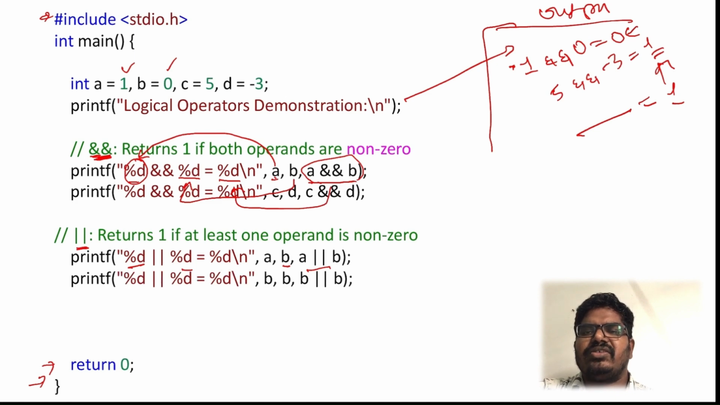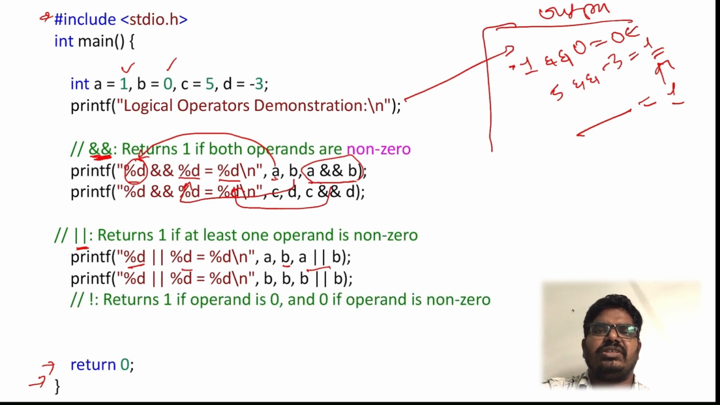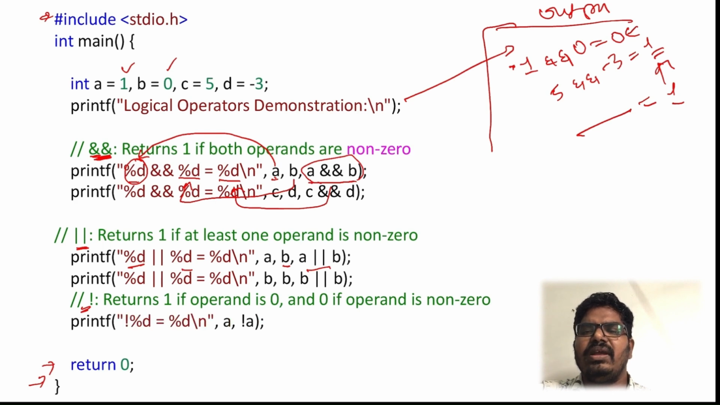Similarly, in another case I am taking both as B. In both cases B is 0. 0 or 0 means what? The result should be 0. So what about the NOT operation, the logical NOT operation? Whatever the bit, I am going to flip it. If it is 1, it becomes 0. If it is 0, it becomes 1. Again, remember the operand should be non-zero; it's not necessary that it is 1. So A has what value? 1. So NOT of A is what? It is 0. So A is 1 is printed, followed by 0. This is another case for B. B is 0. NOT of B is what? 1.